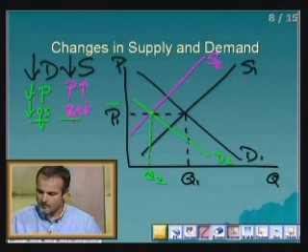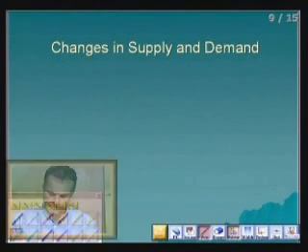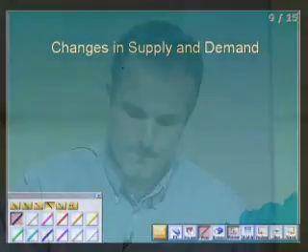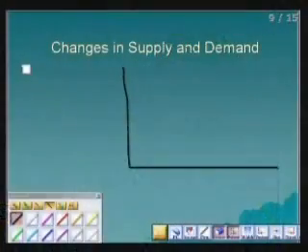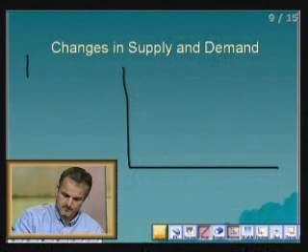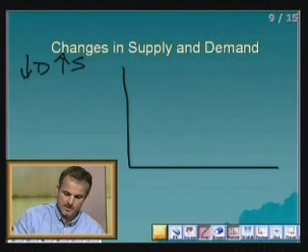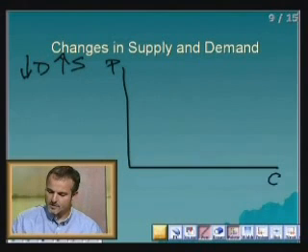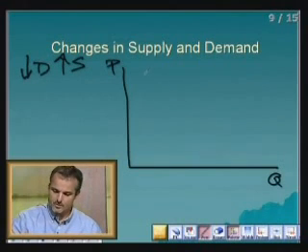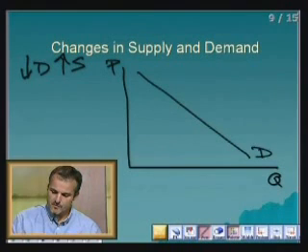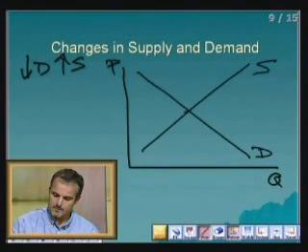And now to our final example. This one is an example of a decrease in demand combined with an increase in supply. And one of the best examples I could think of to describe this scenario is what has happened in the market for VCRs over time.